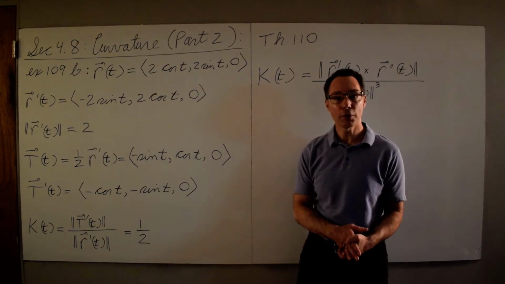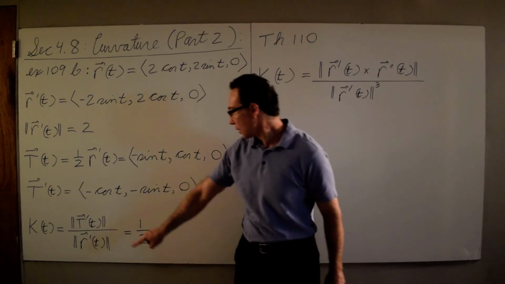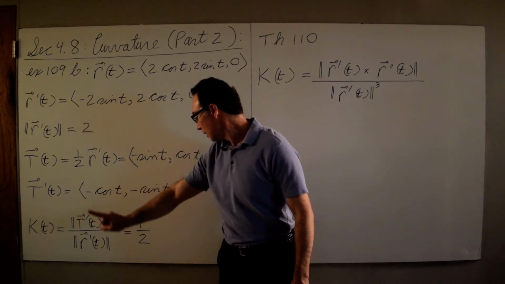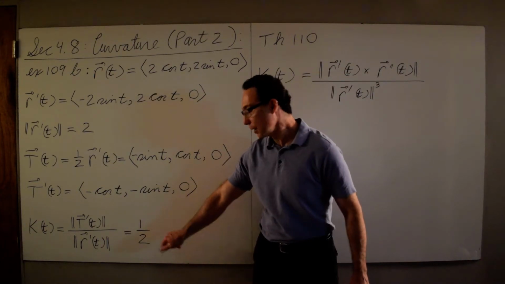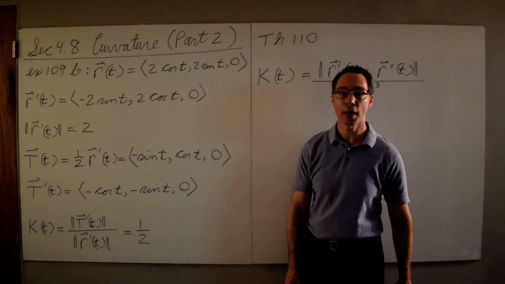So now we calculate the curvature. We take the magnitude of T prime of t, divide by the magnitude of r prime of t. We have 1 divided by 2. So our curvature is 1/2.